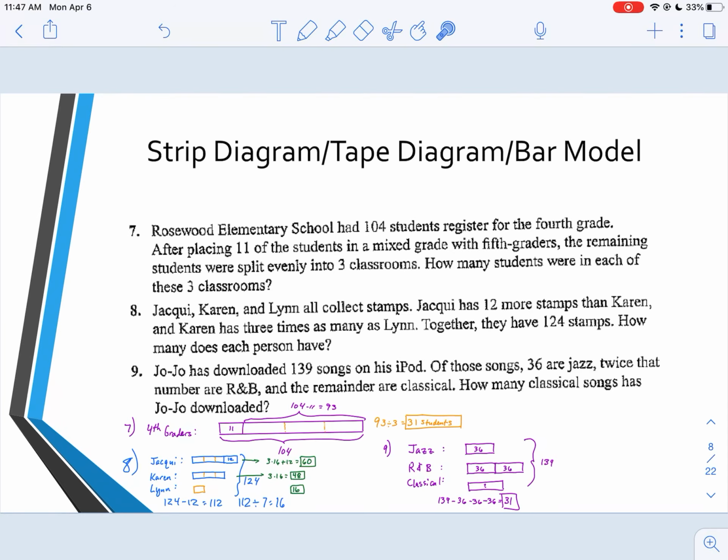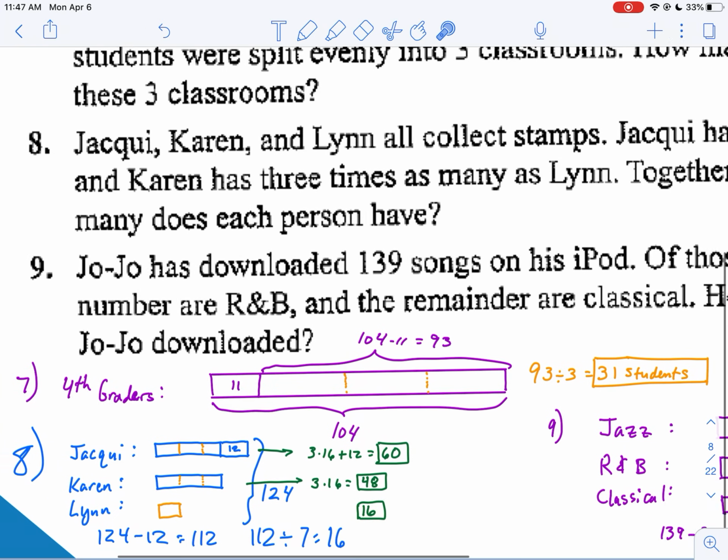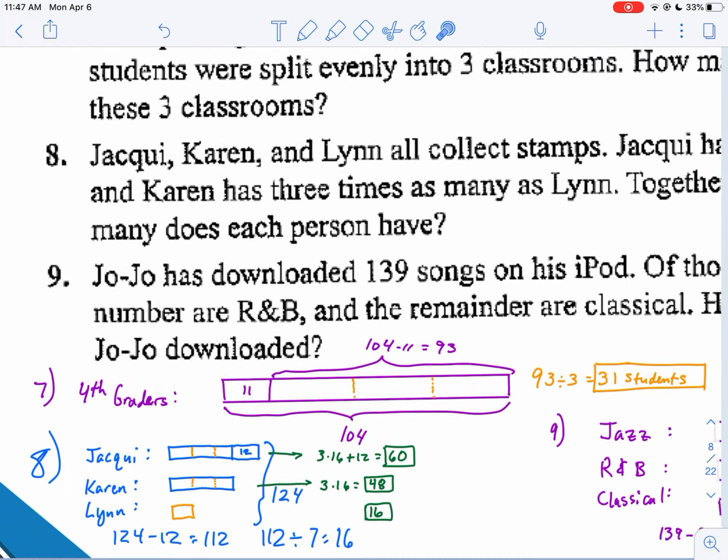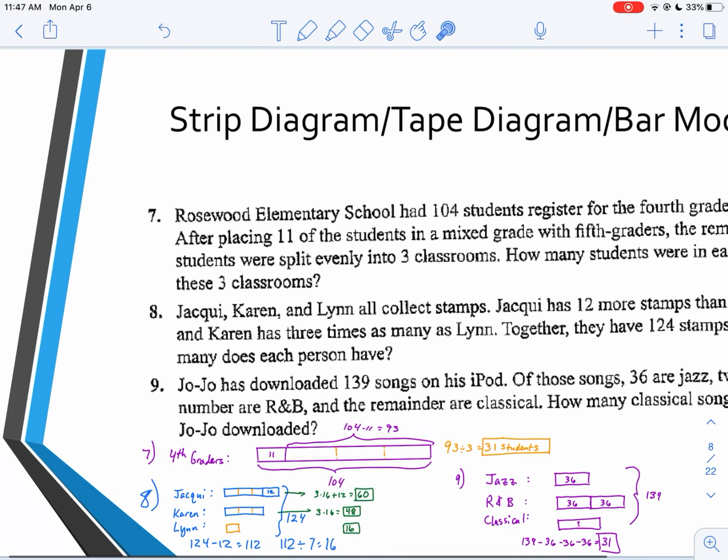All right, number 8, we're comparing 3 ladies' stamps, Jackie, Karen, and Lynn. I looked at it and thought through it a little bit and found that Jackie had the most, so I drew her bar bigger. But she had 12 more than Karen. So we've got Karen here and Jackie. You could see they're almost the same. They're not almost the same. Karen's is here, Jackie's is here, and then I added 12 more for that one.